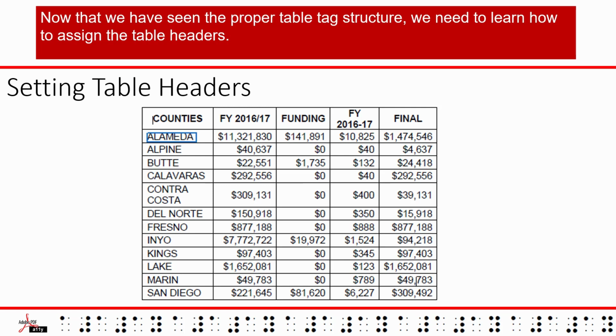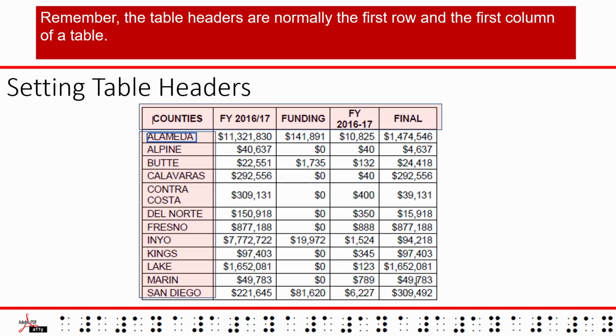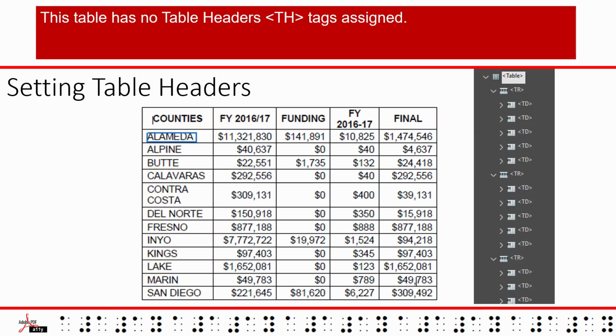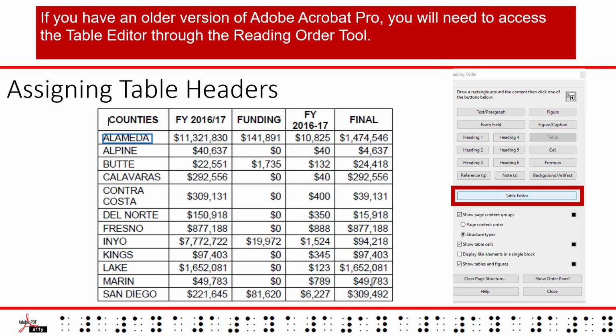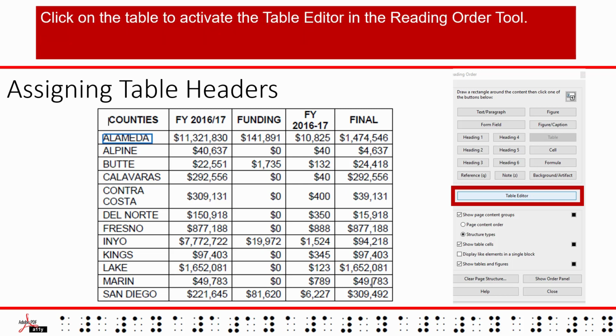Now that we have seen the proper table tag structure, we need to learn how to assign table headers. Remember, the table headers are normally the first row and the first column of a table. This table has no table headers, TH tags, assigned. With Adobe Pro 17 and later, you can right-click on the table tag and choose Table Editor. If you have an older version of Adobe Acrobat Pro, you will need to access the Table Editor through the Reading Order tool. Click on the table to activate the Table Editor in the Reading Order tool.